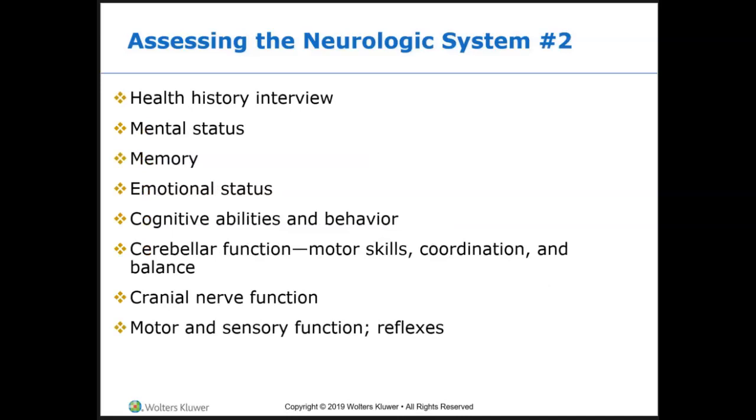Continuing on with the neurological system, we're going to look at the health history interview, their mental status review, their memory, right? Immediate, short-term, long-term, and the emotional status of the patient. Do they have any cognitive gaps? Behavior, cerebral function, motor skills, coordination, balance, cranial nerve function, motor function, sensory function? How are their reflexes? You're going to look at all of that, right?